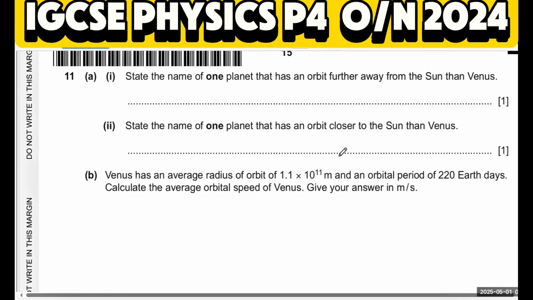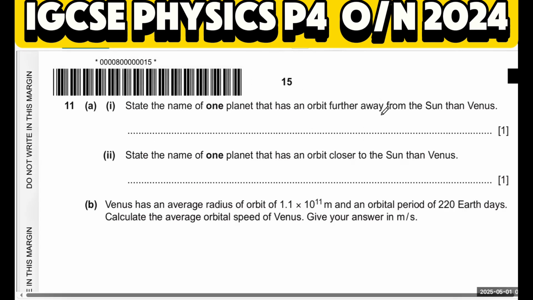Next question. State the name of the planet that has an orbit closer to the sun than Venus. We know that first one is Mercury, then Venus. Sorry, it is our first question. Further away: Mercury, Venus. After Venus, there are more planets: the Earth, Mars, Jupiter, Uranus, Neptune. So one of them is Earth, Mars, and so on. So you can write any one.